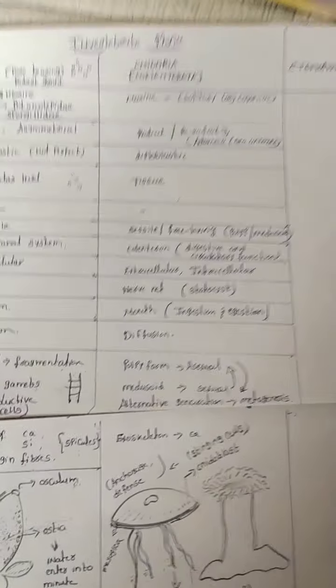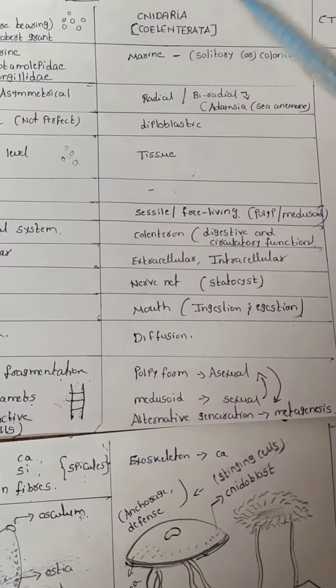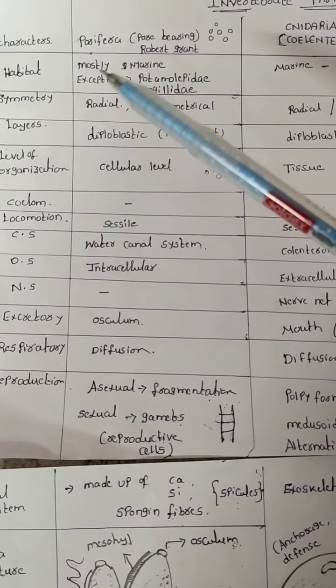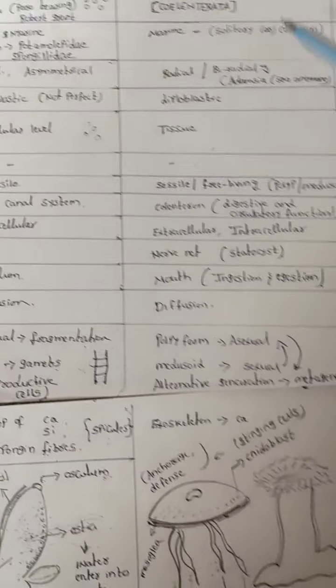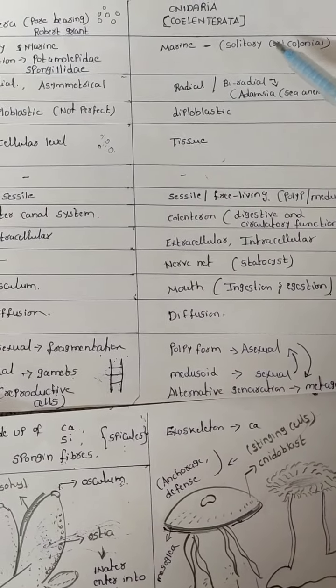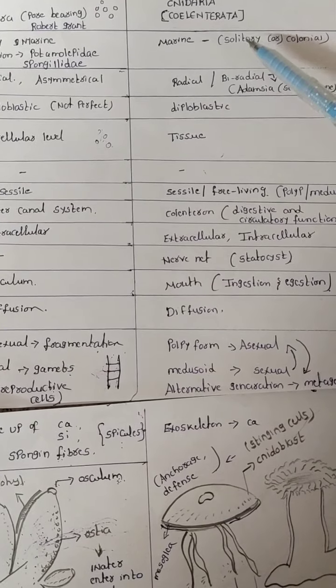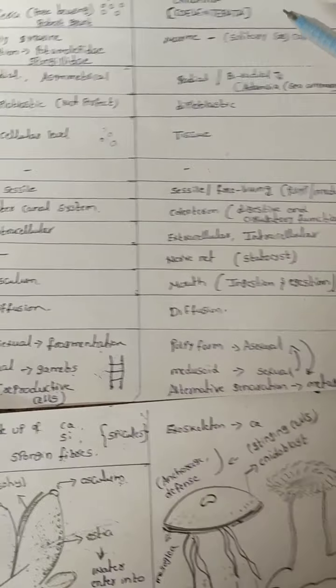Now see, for Cnidarian organisms, what is the habitat? Mostly marine habitat. Some are solitary and some are colonial. Solitary means some organisms can live singly, and some can live in a grouped manner.